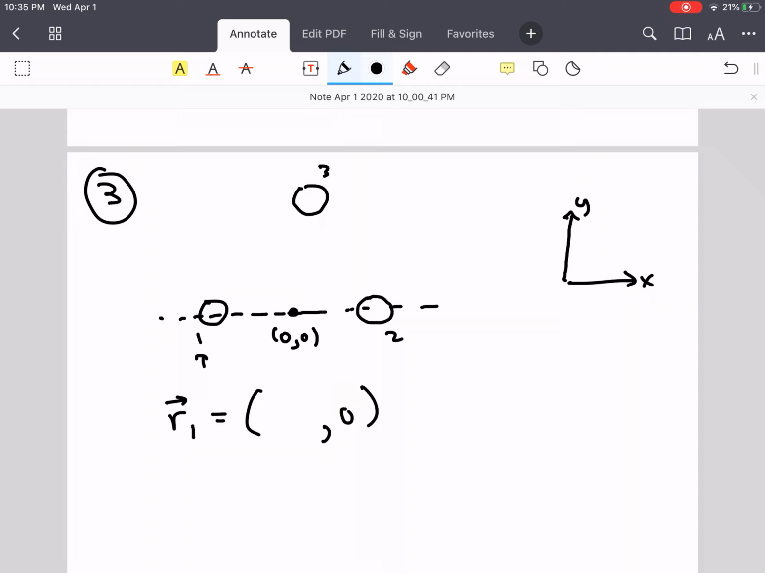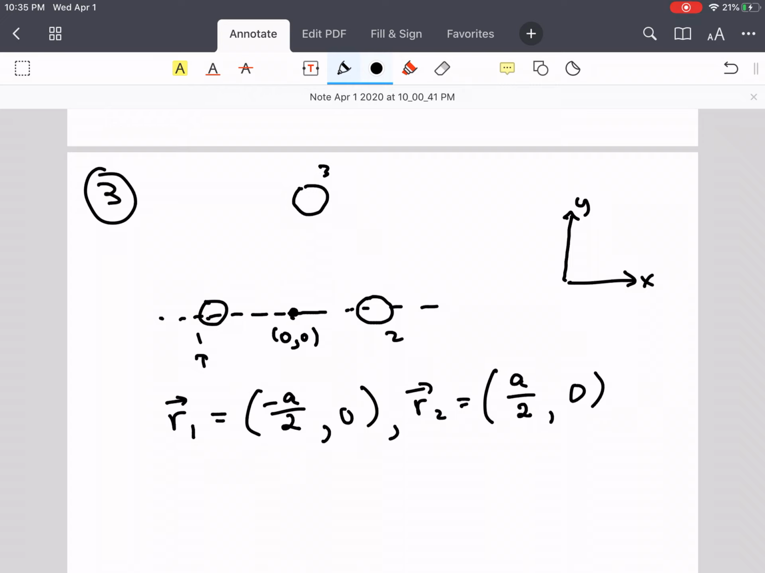What's the x component? That's a little bit more complicated, but it's not too bad. It's half the side length as we've seen before. So that means it's negative a over 2, negative because it's off to the left. And similarly, R2 is going to be positive a over 2, comma 0 in the y direction.